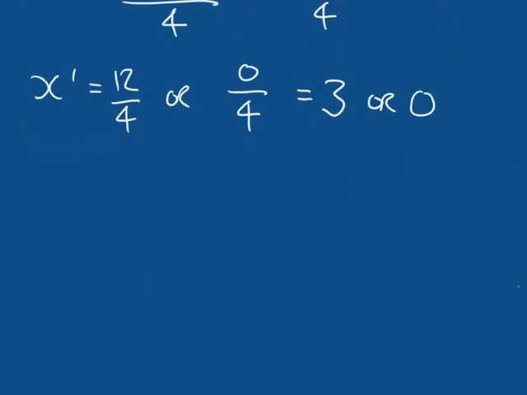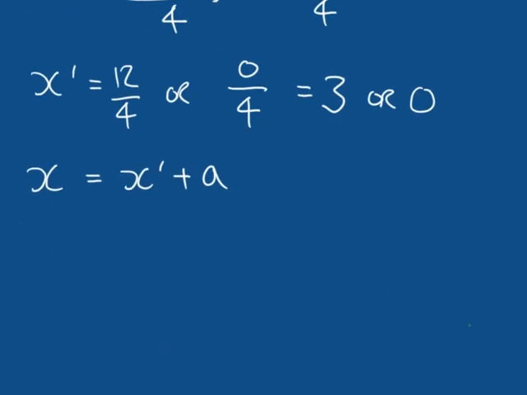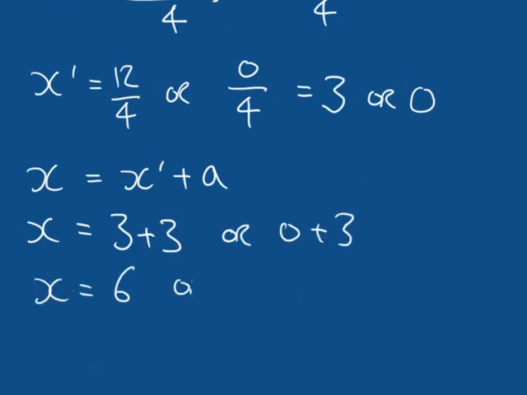Now here is the step that I mentioned a second ago as being a very important step, but if you're not paying close attention you might miss it. We must translate x dash back to our original problem to give us x. So x is equal to x dash plus a, and a, we know, was 3. So x is equal to either 3 plus 3 or 0 plus 3. That gives us x is equal to 6 or 3.